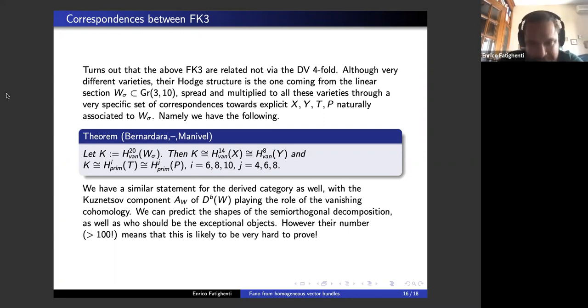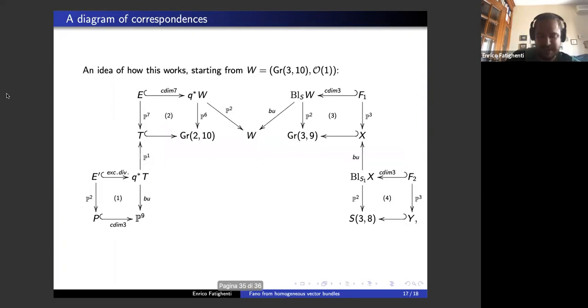And in fact, we can predict the shape of the semi-orthogonal decomposition, and we can conjecture who the exceptional objects should be. But the problem is that you do have a huge number of exceptional objects, greater than 100 in some cases, and so that's quite hard to prove. And so since I'm almost over, let me finish with the last slide, in which I want to comment on the set of maps and correspondences that we need to use in order to describe all these varieties.